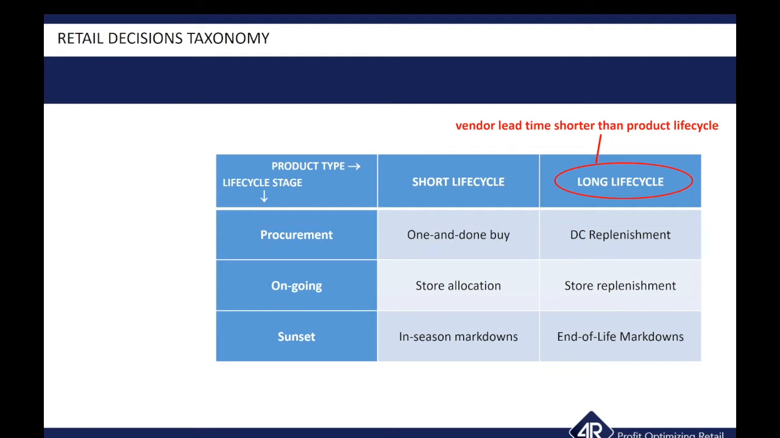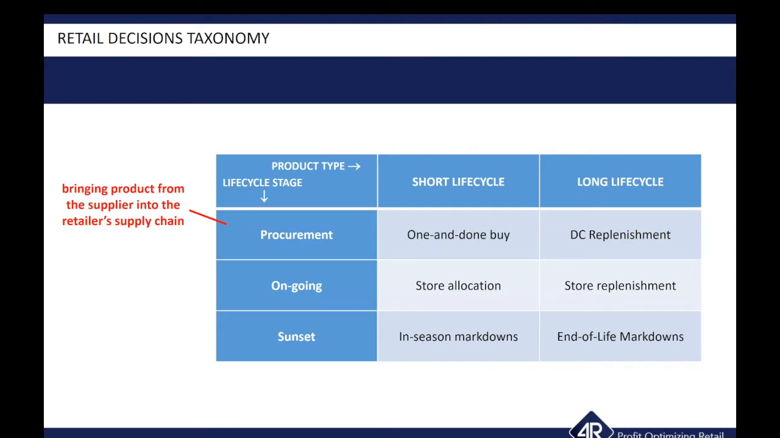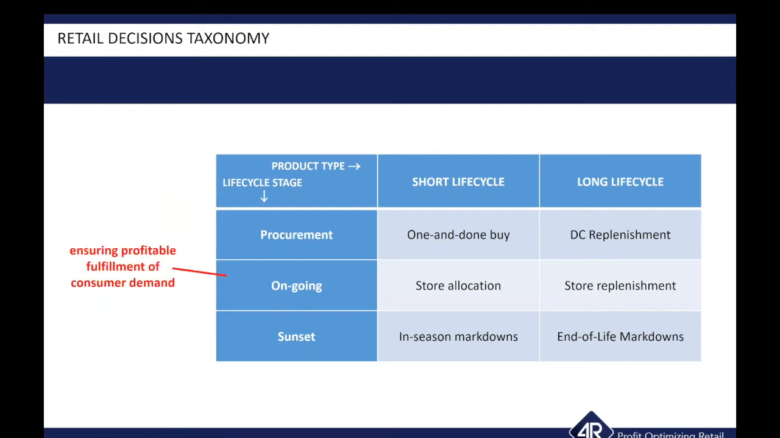From a life cycle stage perspective, instead, we have birth, midlife, and retirement. Birth we call procurement, which is basically the process of bringing product from the supplier or vendor into the retailer's supply chain. Then we have the ongoing process of ensuring profitable fulfillment of consumer demand. This may mean, on a daily or weekly basis, sending inventory to the stores. And then, approaching the retirement date of the product, we have what we can call sunset.